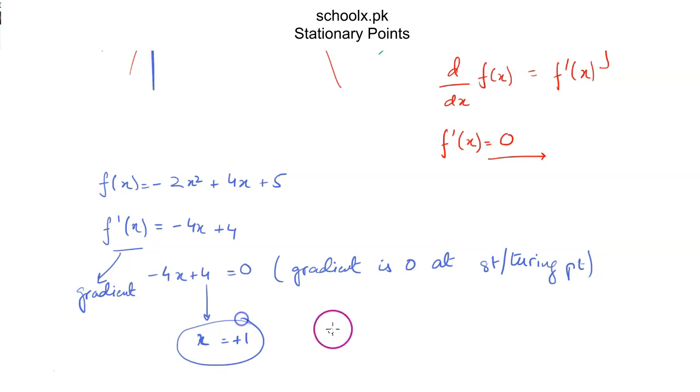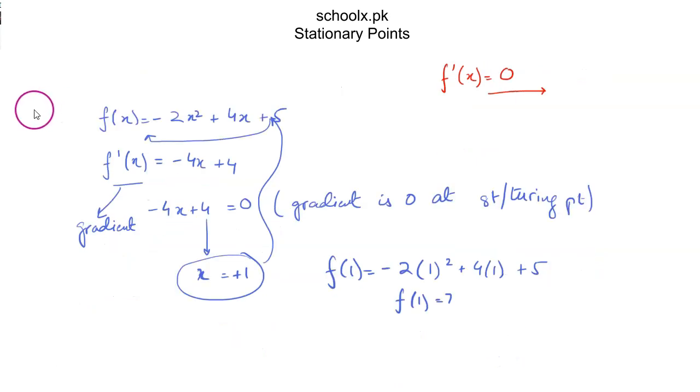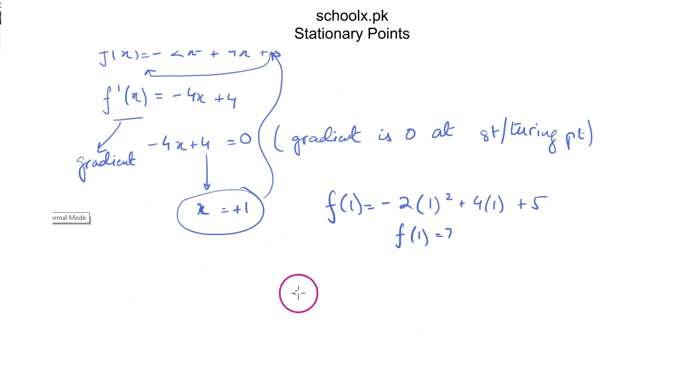Now the y coordinate of the stationary point will be f of 1. I'll put this x coordinate right here in this equation to get the y coordinate, right? So f of 1 equals negative 2 into 1 squared plus 4 into 1 plus 5. This will give me negative 2 plus 4 plus positive 5. f of 1 equals 7. So our stationary point is 1 and 7.